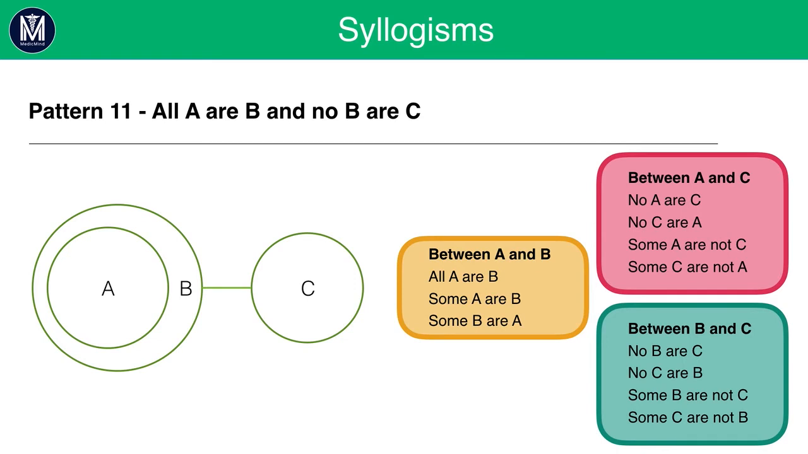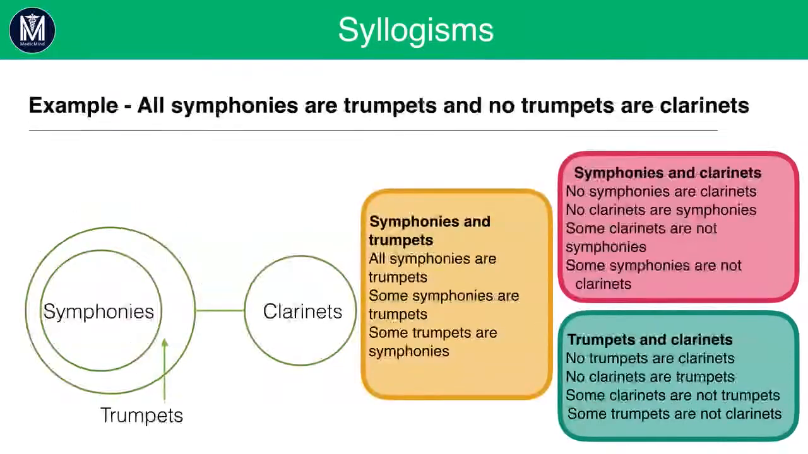Straight away, this should not take you any time at all to answer that sort of question. Between A and C, now, because all A are B and there is no relationship between B and C, automatically the same relationship applies between A and C as between B and C. No A are C, no C are A, some A are not C, and some C are not A.